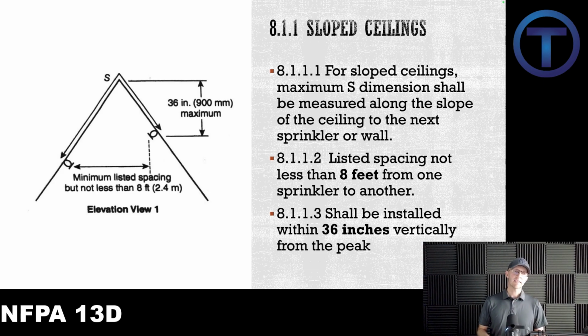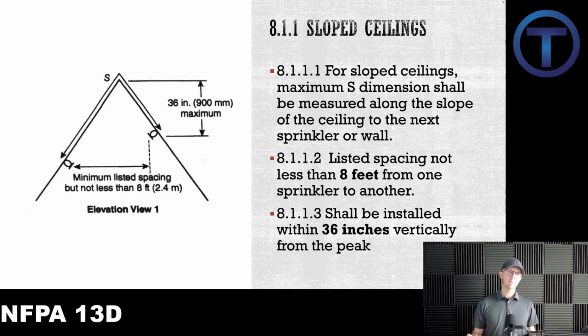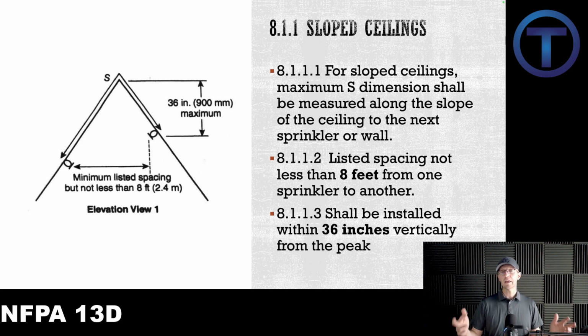8.1.1.2 says that the listed spacing between heads shall be not less than 8 feet from one sprinkler to another. So that's the minimum distance you can go, or as close as they can come together in general, is 8 feet. 8.1.1.3 and 8.1.1.4 come from later editions of this code, and you may or may not have this in your book, but I think it's worth looking at.